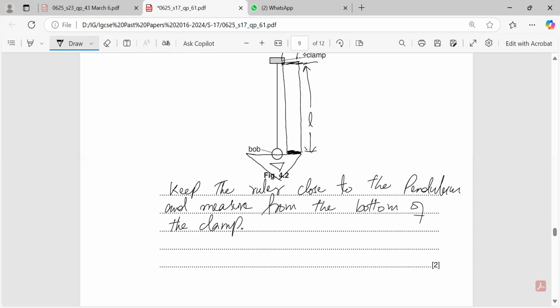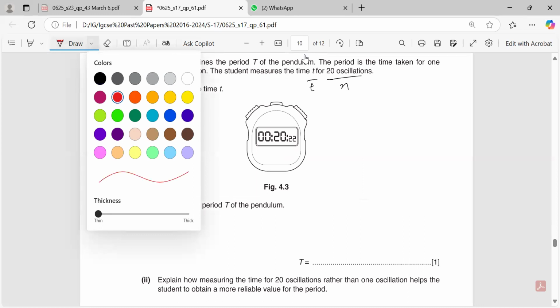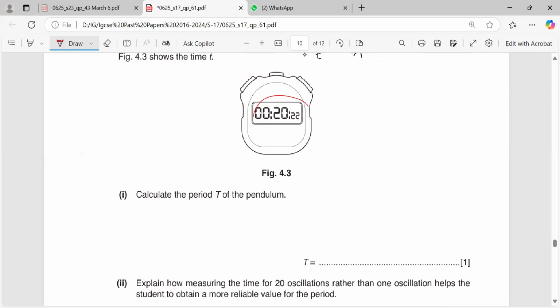Like this. Okay, my dear friends, next is then a student determine the period t of the pendulum. The period is the time taken for one complete oscillation. The student measures the time t for 20 oscillations. So n is there and t is there, of course. So t is 20.22. Calculate the period t of the pendulum.